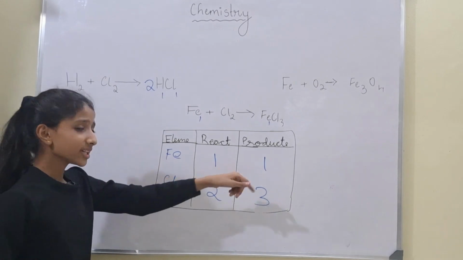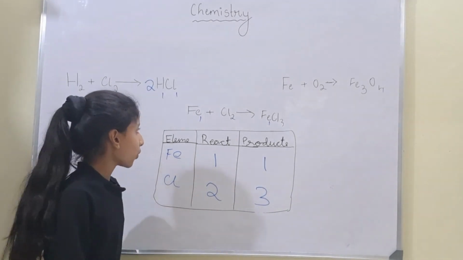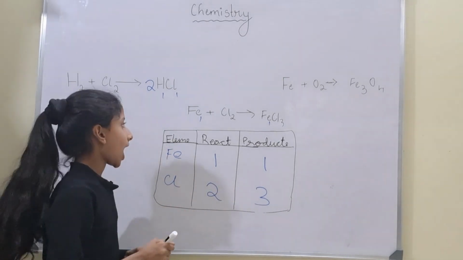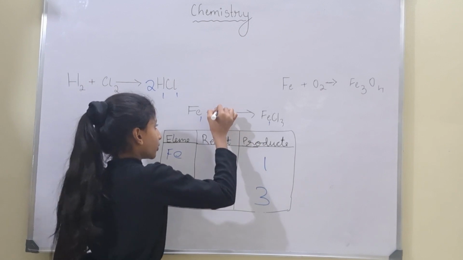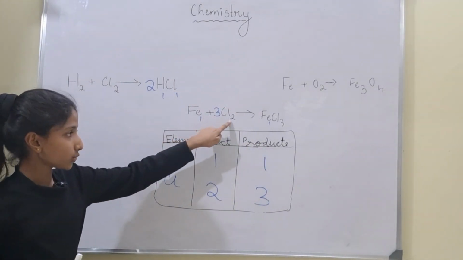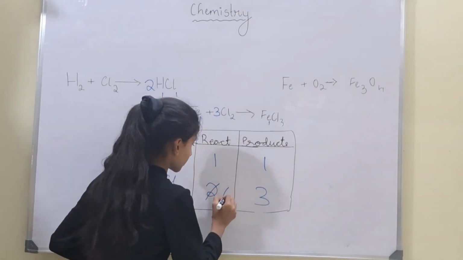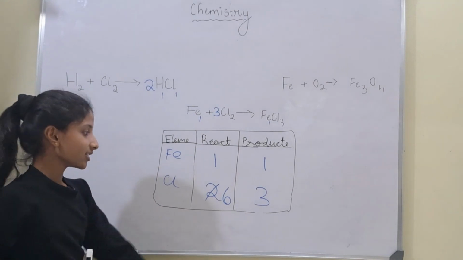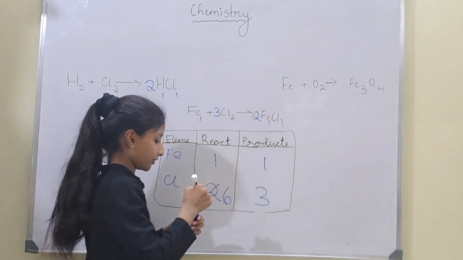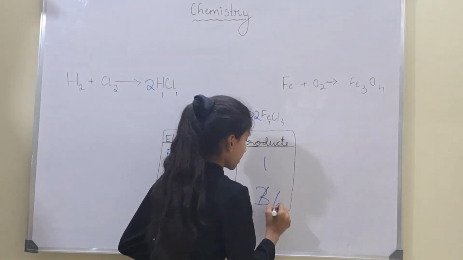Now, iron is balanced, but chlorine is not balanced. So, to make this 2 as 3, I will put 3 in front of this chlorine. Now, 3 2s gives us 6. Now, it's easy to change 3 into 2. I will put 2 in front of it. 2 3s gives us 6.